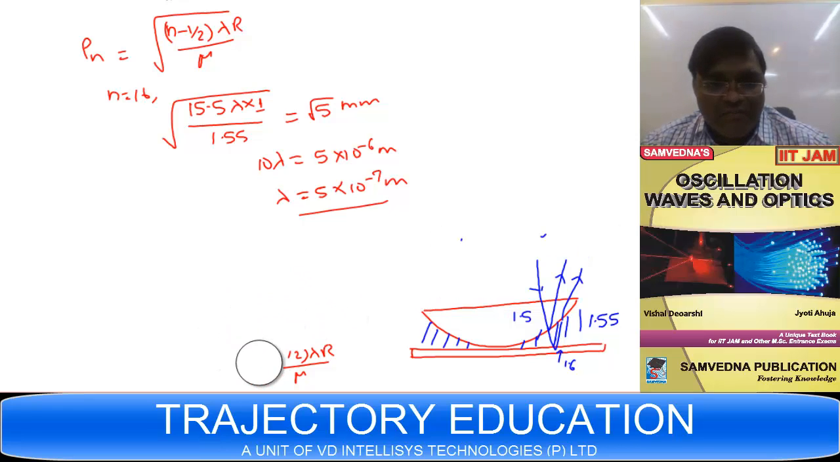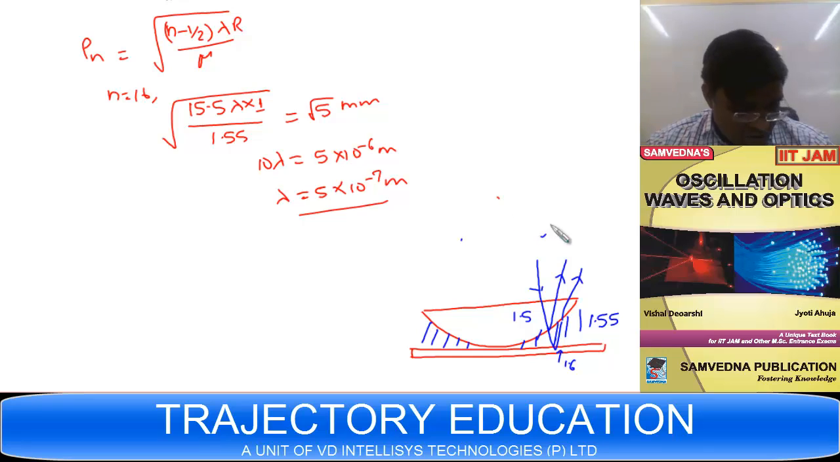Now the question says, if the liquid is removed, we have got the value of lambda. Now the transparent liquid is completely removed from the space between the lens and the flat plate. Find the radius of the 20th dark ring in the reflected light after this change. I remove this liquid. Now they are asking what is the radius of the 20th dark ring?